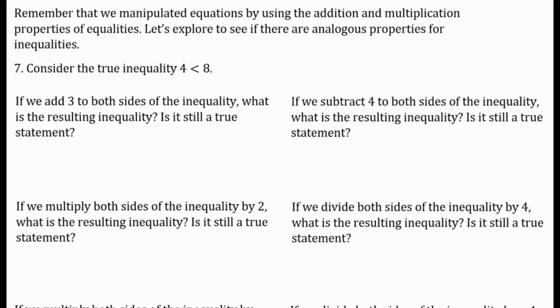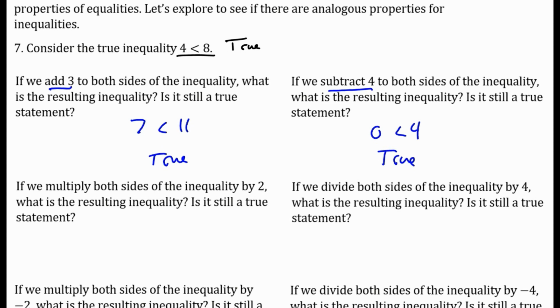So we had our properties of equality. Let's see how that works with inequalities. We all know that 4 is less than 8. That is clearly a true statement. What if I add 3 to both sides? 7 is less than 11. That's still true. What if I subtract 4? 0 is less than 4. That's true. Great. We can add and subtract and we're all good.